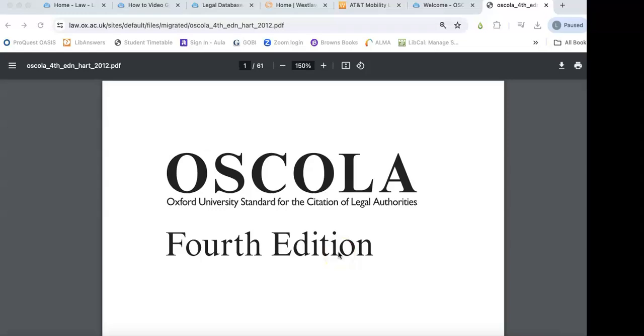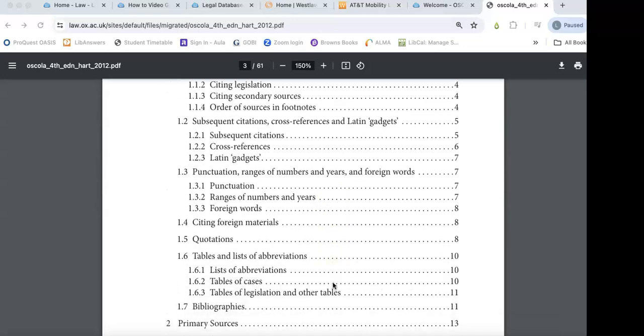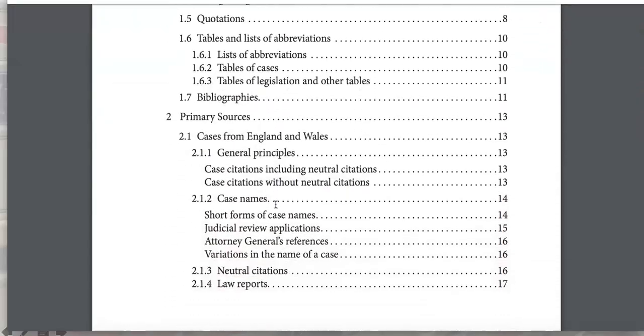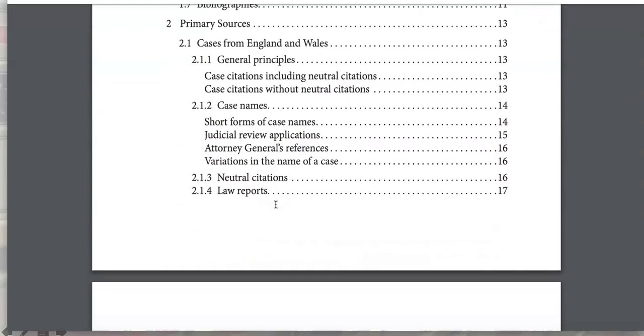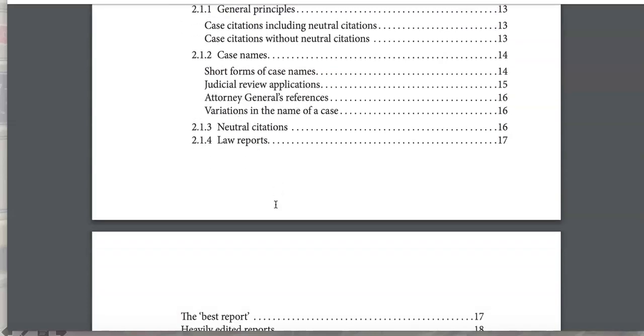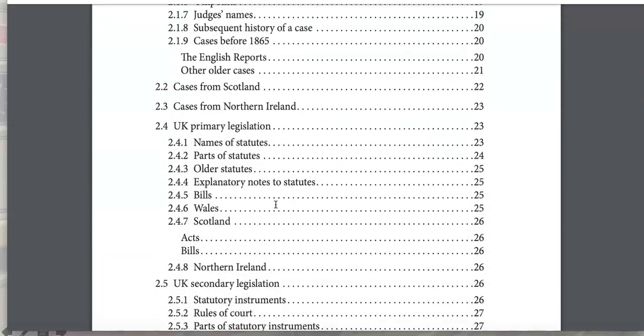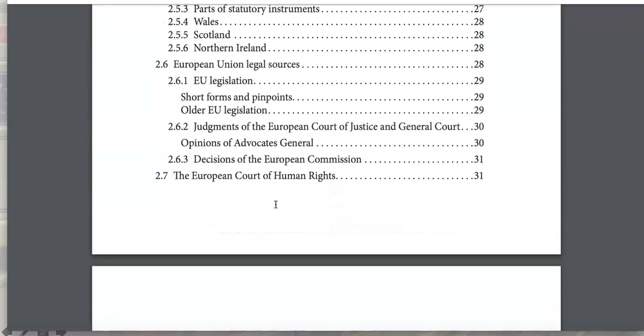So we can search the OSCOLA guide by using the search function, Control F if you're on a laptop, Command F if you're on a MacBook, or you can look through the contents page to find the right section. Now, at the beginning in section 2 of the OSCOLA Full Guide, you'll find how to reference cases, but that really covers English and Welsh cases.